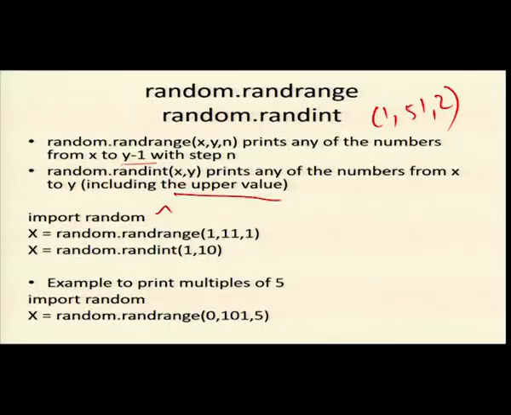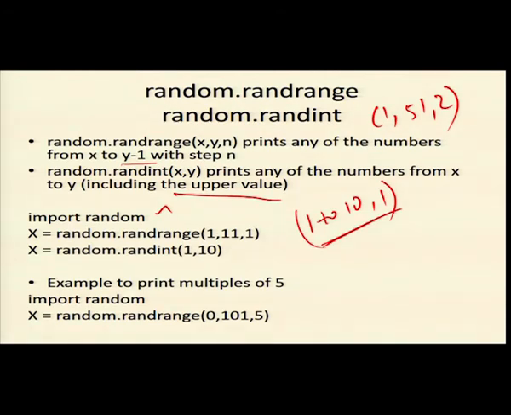Now, let us see a sample example. Import random, x equal to random dot randrange within braces 1 comma 11 comma 1. What does it mean? It will be printing from 1 to 10 with step 1. That is how it will be printing. x equal to random dot randint of 1 comma 10. So, both the functionalities will do the same operation, will perform the same task.